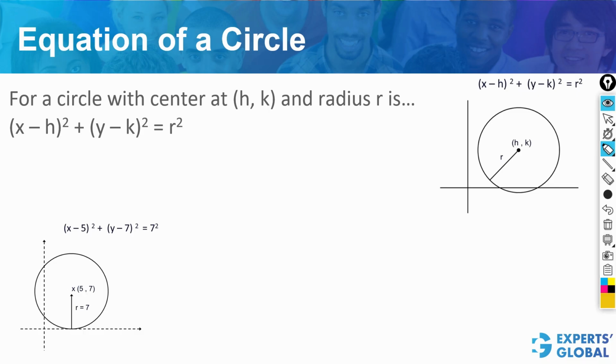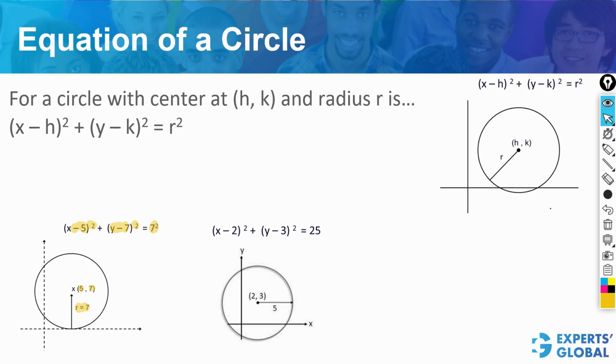One more example. In this case, the center is at (5, 7). Therefore, the equation of the circle is (x − 5)² + (y − 7)² = radius squared, where the radius is 7. One more example. The center is at (2, 3). The radius is 5. Therefore, the equation turns out to be (x − 2)² + (y − 3)² = 5², which is 25.